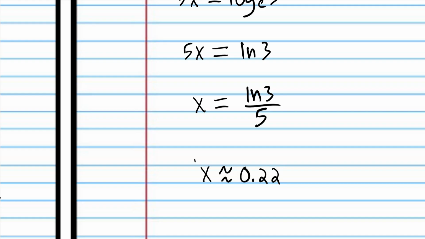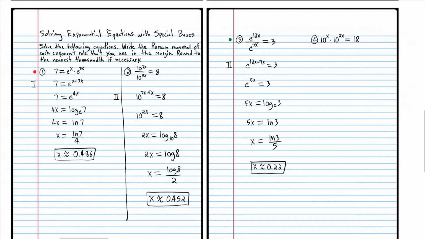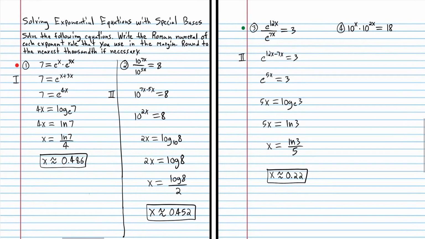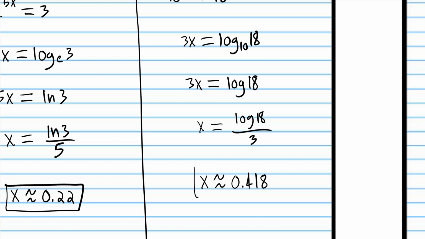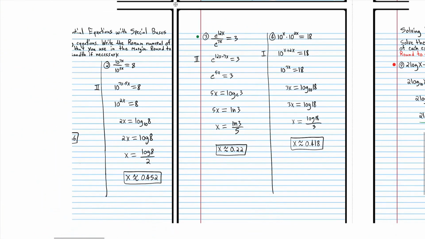Okay, we're back. So if you got that right, excellent. Go ahead and try number 4, and when you come back, we'll do it together. Alright, we're back. 0.418. So if you got that right, excellent.